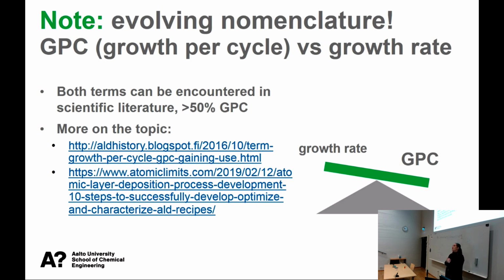it's not only the historical understanding that is developing, but also the nomenclature, the terminology that is being used. You can find people using the terms growth per cycle and growth rate for exactly the same thing, the amount of material deposited per cycle. Just a quick comment on that, and those who want to read more can read more.